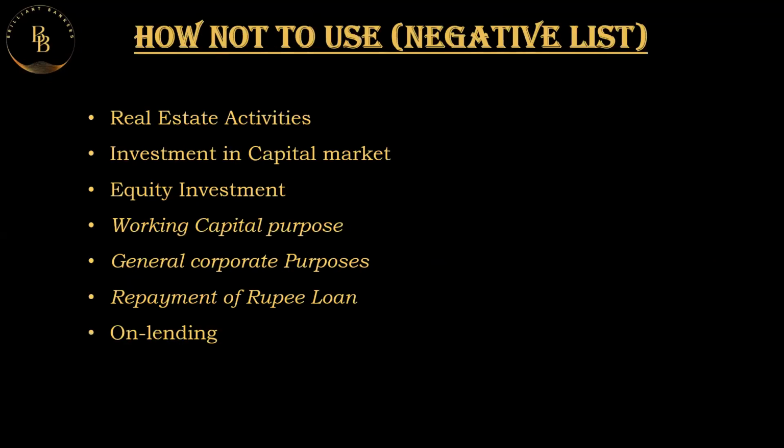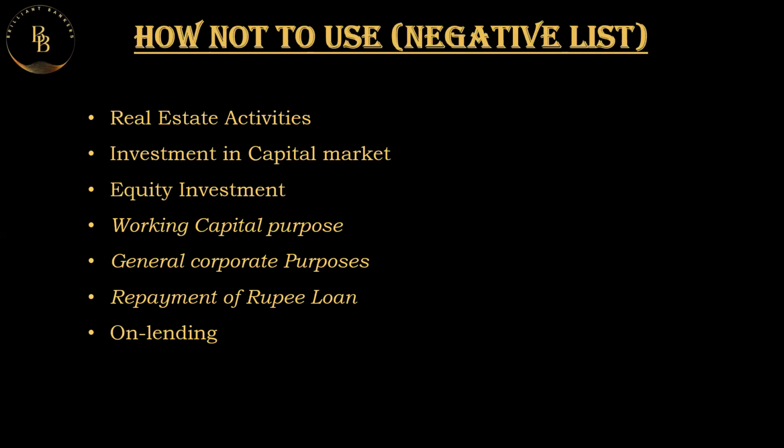Now, what comes under the negative list of the ECB? Every borrower must have a purpose, a reason for venturing into the realm of ECB. The end use of these borrowed funds is closely scrutinized to ensure that they are employed in activities that contribute to the economic development of the nation, but not to be used in real estate activities, investment in capital market, in equity investment, and onward lending.